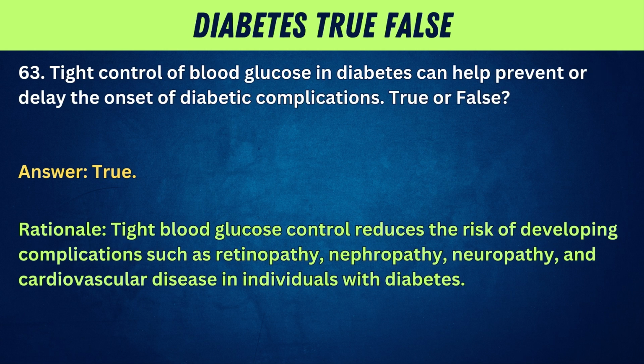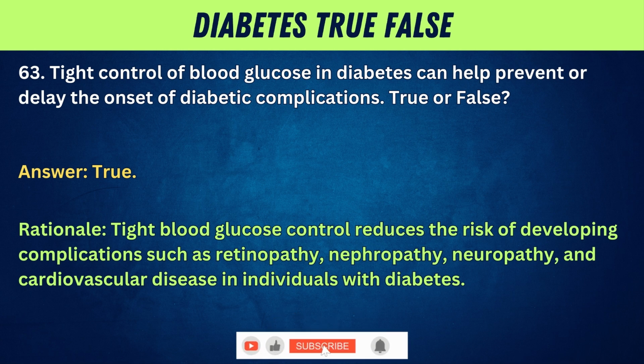63. Tight control of blood glucose in diabetes can help prevent or delay the onset of diabetic complications. True or false? Answer: true. Rationale: tight blood glucose control reduces the risk of developing complications such as retinopathy, nephropathy, neuropathy, and cardiovascular disease in individuals with diabetes.